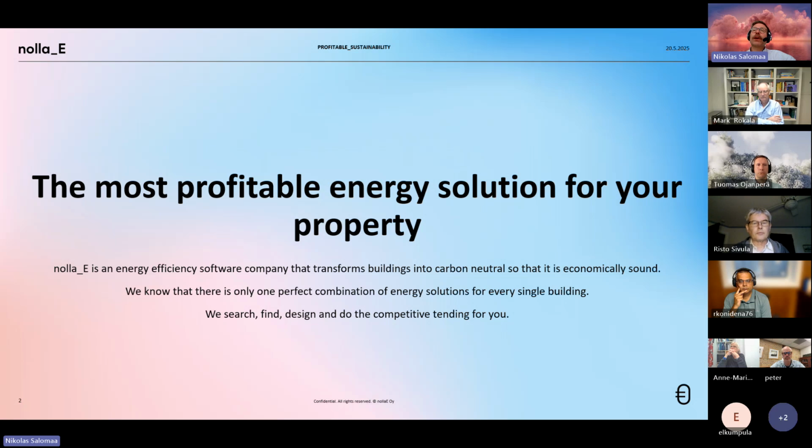If you want to really know what is the best combination of energy efficiency measures for this building, how can I get the maximum return on investment, or what is the most cost efficient way to get this building to energy EPC rating, energy class A, or something like that. So therefore, we have created a software to do it. And for the software, it's easy.